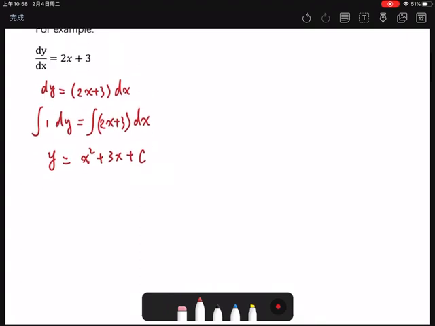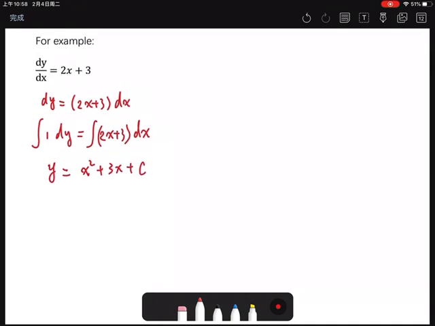Okay, so this is the way to find the primitive function. Actually it is the same as we learned before in Form 5, but here we write one more step. So we multiply dx on both sides. We write the equation in this way.